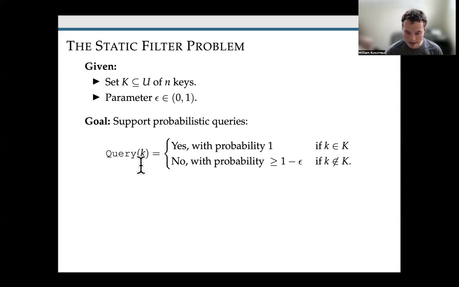So if the query is for a key that is in the data set, the query should simply return yes with probability 1. So there's nothing probabilistic about it. On the other hand, if the query is for a key that is not in the data set, then the guarantee that we want is that there's a pretty good probability that the data structure returns no. It should return no with probability at least 1 minus epsilon. So that's where this false positive rate epsilon parameter comes into play.